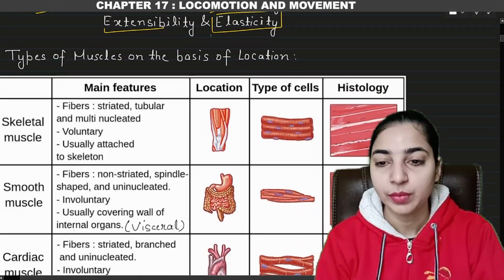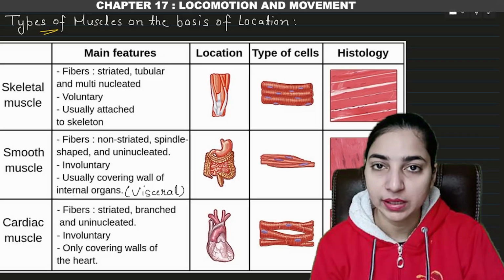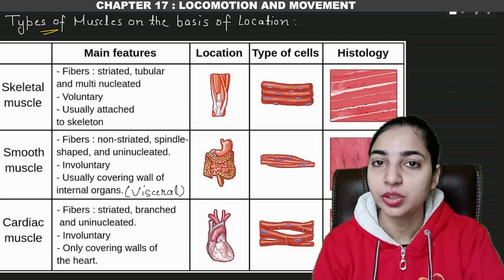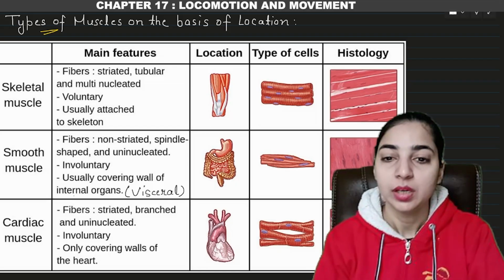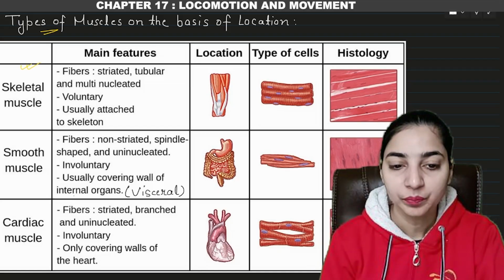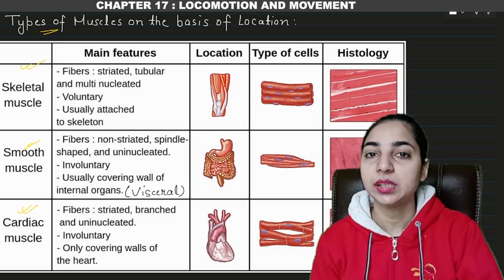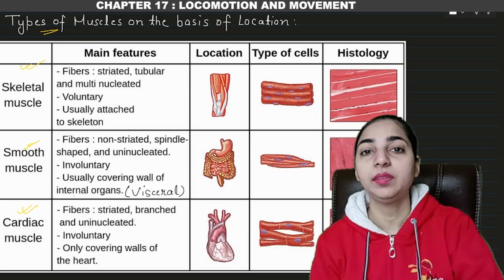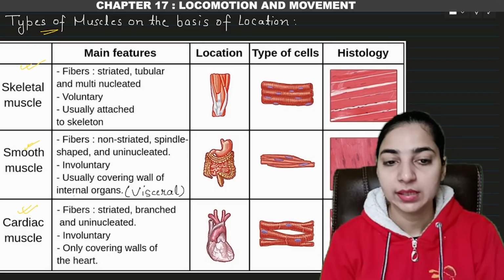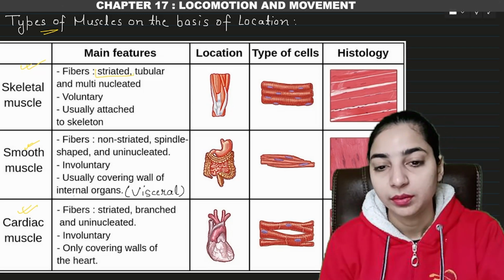And the types of muscles on the basis of location. The muscles can be classified on various bases, but here we will study the classification of muscle on the basis of where they are located in our body. On the basis of location, there are three main types of muscles: skeletal muscle, smooth muscle, and cardiac muscle. Where are skeletal muscles present? These are associated with the skeletal system of our body. So first let's discuss the skeletal muscle. These muscles are striated.